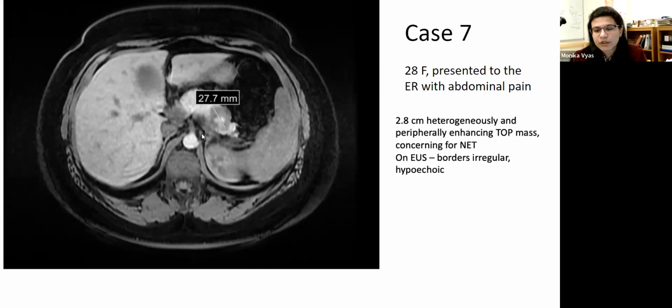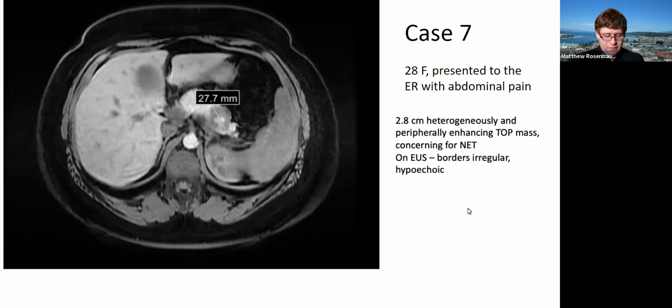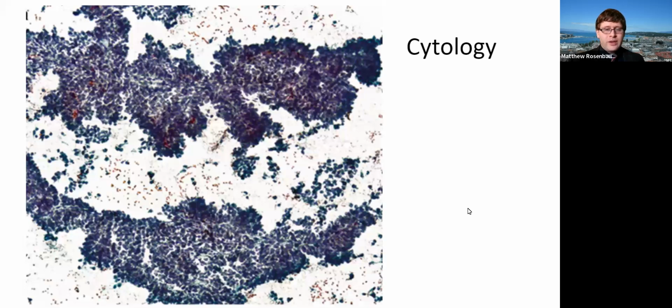So this was a, sorry, Matt, this was something you were going to talk about. There's a 28-year-old woman presenting to the ER with abdominal pain. Basically, they have a 3-centimeter heterogeneous tail pancreas mass with some areas of cystification concerning for a neuroendocrine tumor. However, when they did the cytology, you can see that you have these very large, very cellular clusters of hyperchromatic cells. It's not that monotonous population of plasmacytoid cells.